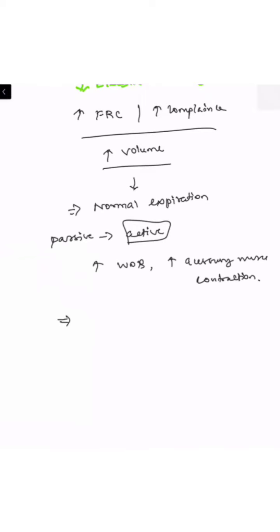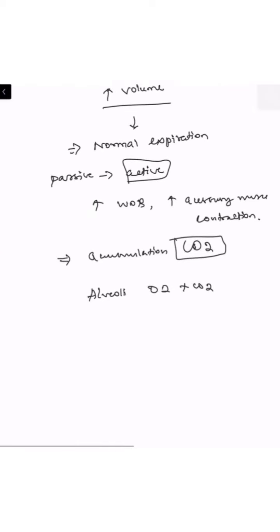So this will result in the accumulation of more CO2 inside the alveoli. So normally the alveolar gas is having O2 plus CO2. So whenever the alveolar membrane is intact, all the CO2 will diffuse freely and it will leave in the expiration. So whenever there is an increase in CO2, it will automatically reduce the alveolar O2. So this will result in type 2 respiratory failure.